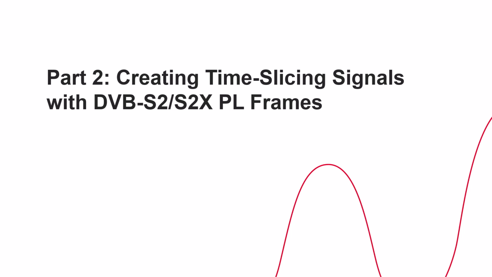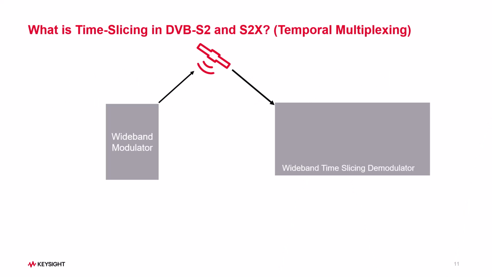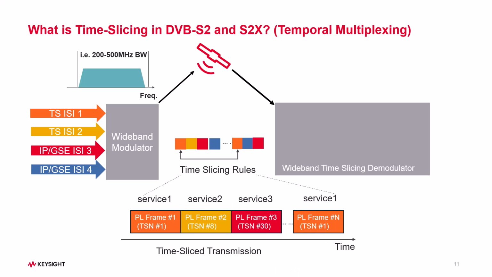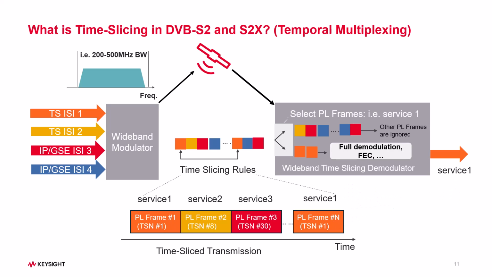Now let's take it up a notch. Time slicing with DVB-S2X PL frames. What is time slicing? Think of it like channel surfing for your receiver. The modulator sends multiple services over a wideband carrier, typically 200 to 500 MHz. Each PL frame gets a time slice number, TSN. In the ETSI part, it defines TSN value 254 and 255 are reserved for dummy frames and do not represent actual services like other TSN values. Your receiver decodes the necessary slices, ignores the rest, allowing for more efficient and cost-effective receiver designs.